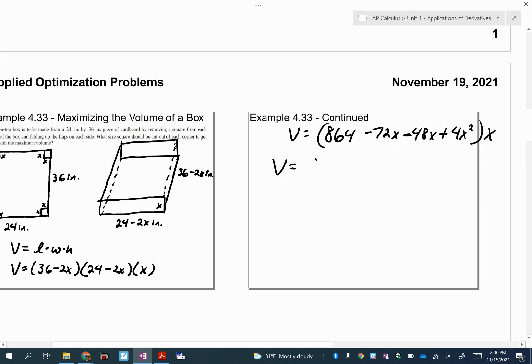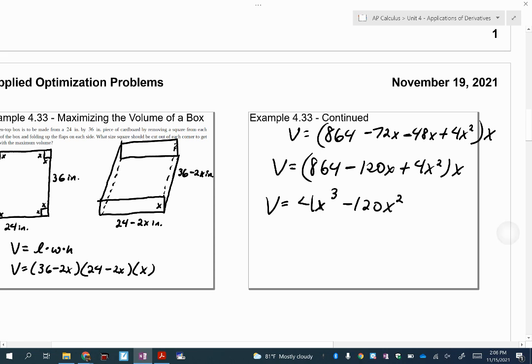Let me simplify first. So 864 minus, let's see, 72 plus 48 is 120x, plus 4x squared, and then times x. So I'm going to get, I write in standard form, 4x cubed minus 120x squared plus 864x. So this is my equation for volume, all right?